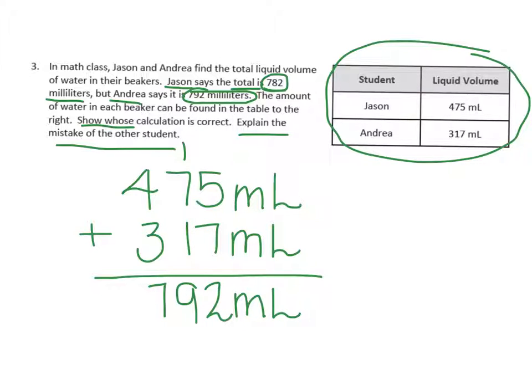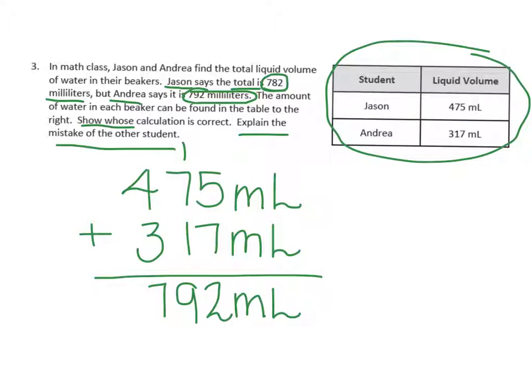So if I take a look back at the problem, Andrea was the one who was correct. She said it was 792 milliliters. Jason said that the total was 782 milliliters. So it looks like he was off by 10. What do you think happened? Pause the video to think about what mistake Jason made. Go ahead and write a sentence explaining your reason. When you are finished, replay the video.